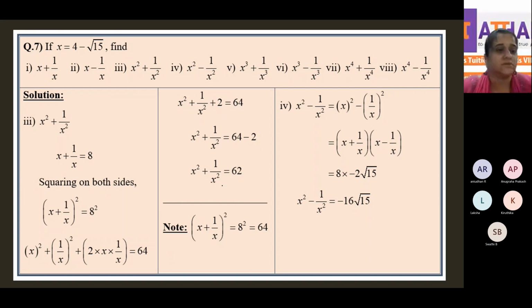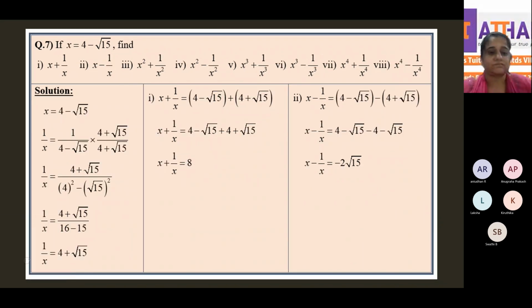I have worked only one, is it? One second, let me just see. Yeah, I've not worked the other one. Okay. So I'll do it here itself, children. I'll share all these images on WhatsApp. You can complete it later. So now see here. To find x squared plus 1 by x squared, I'm squaring this answer on both the sides. What is x plus 1 by x the whole square? It's like a plus b the whole square, which is a square plus 2 into a into b, correct?